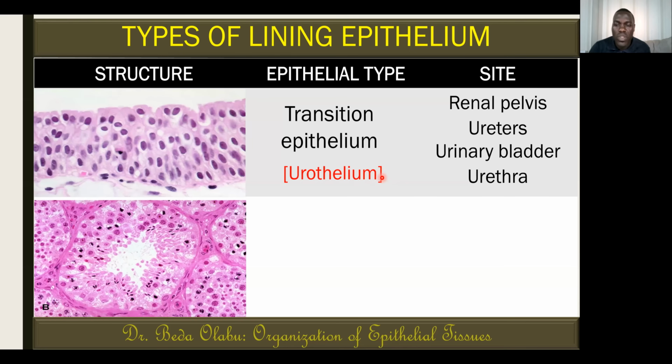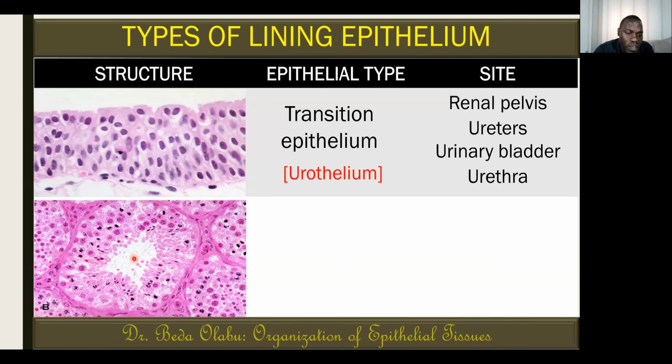Transition epithelium is urothelium. The one below shows you a unique type of epithelium where, look, we agree there is stratification. So it's stratified epithelium, but you cannot really pick the specific shape of cells on top.